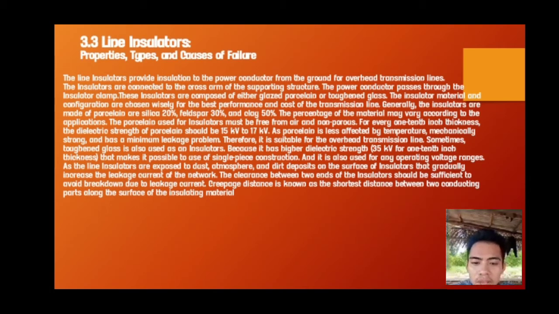Generally, insulators are made of porcelain, which is silica 20%, feldspar 30%, and clay 50%. The percentage of the materials may vary according to the application. The porcelain used for insulators must be free from air and non-porous.